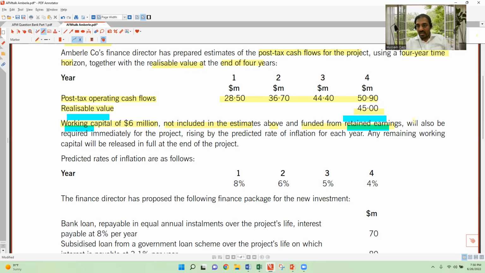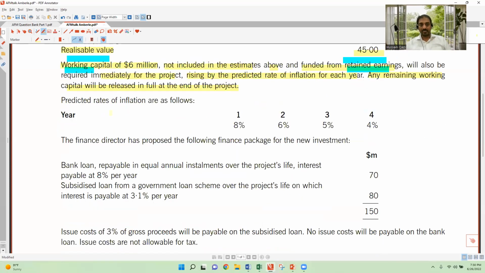Moreover, the working capital will be required immediately for the project, rising by the predicted rate of inflation each year. Any remaining working capital will be released in full at the end of the project. These are the predicted inflation rates, quickly.